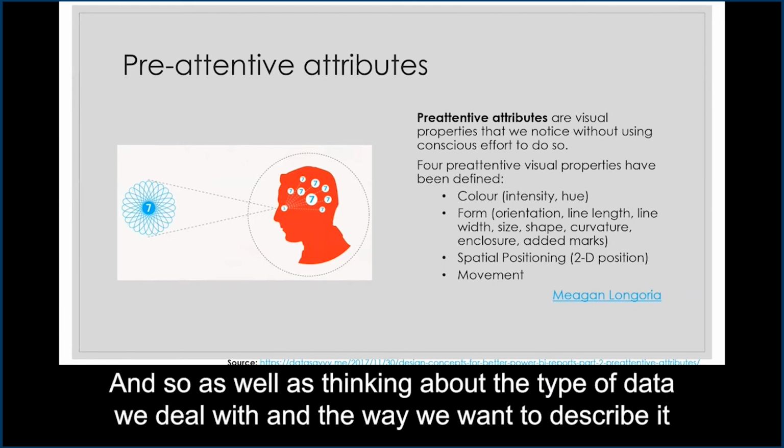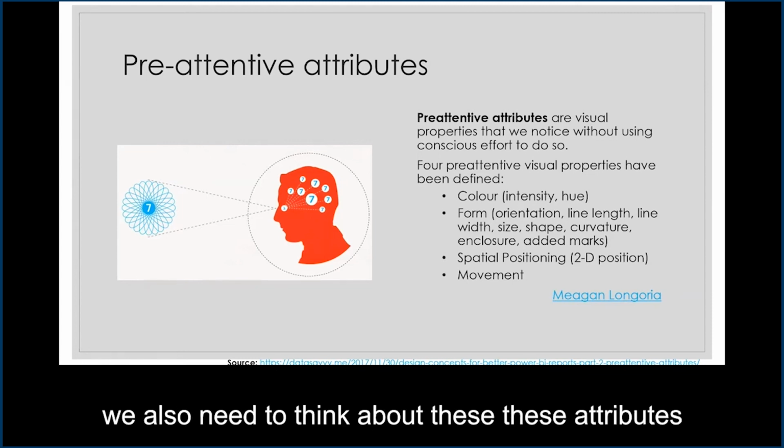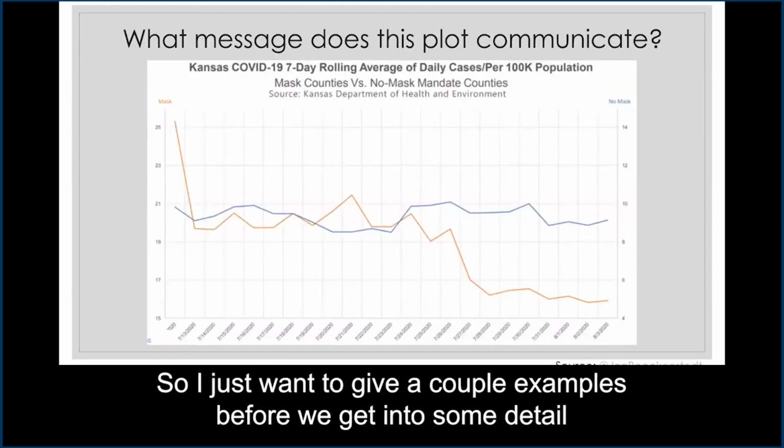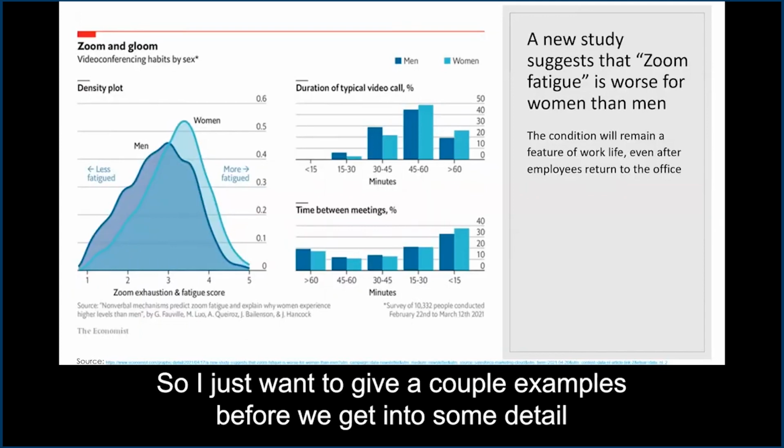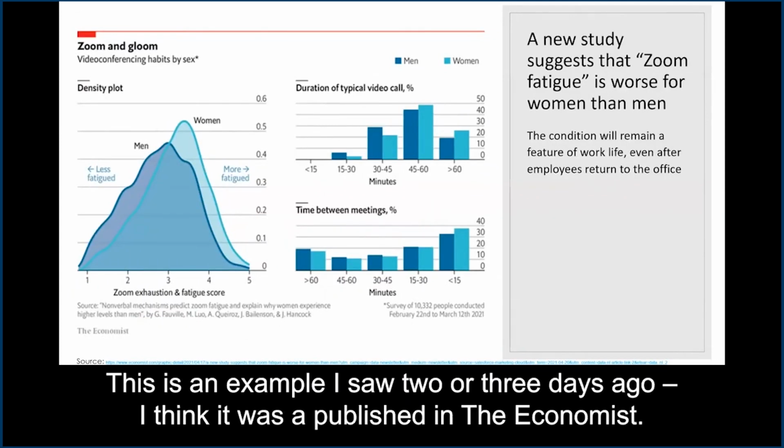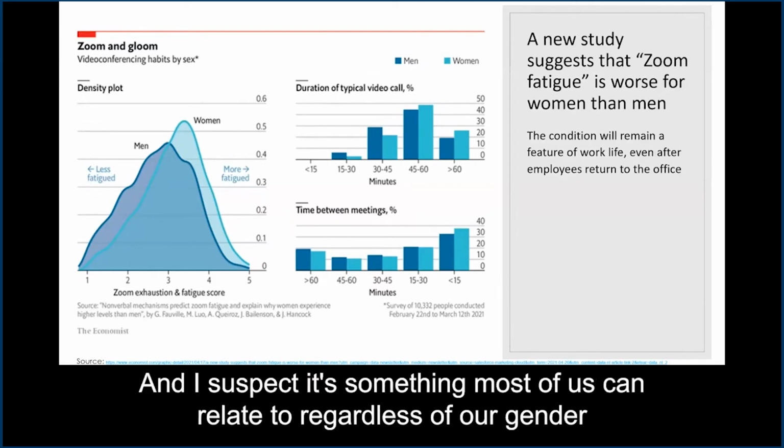And so, as well as thinking about the type of data that we deal with and the way we want to describe it, we also need to think about these attributes. So I just want to give a couple of examples before we get into some detail. This is an example I just saw 2 or 3 days ago. I think it was published in The Economist. And I suspect it's something most of us can relate to, regardless of our gender.